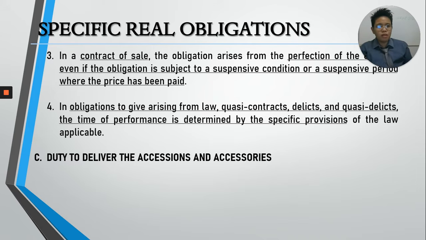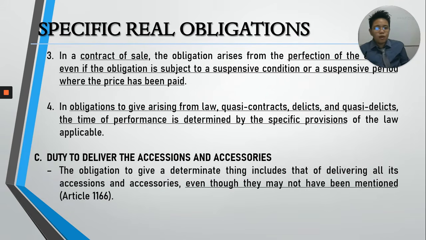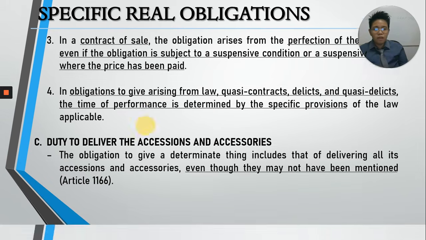It is the duty to deliver accessions and accessories. So when you have to deliver a specific object, remember that you have to include also the accessions and the accessories of the object that you will deliver. Even if the accessions and accessories are not mentioned in the agreement, it is automatic. You have to include them.